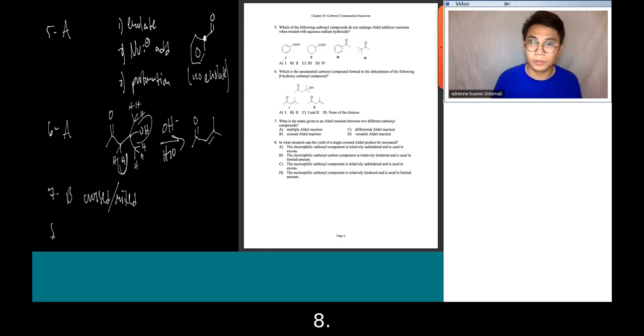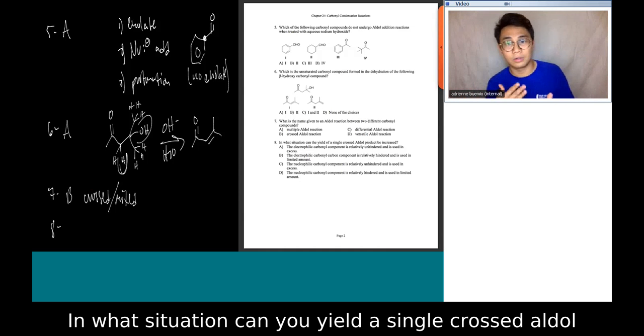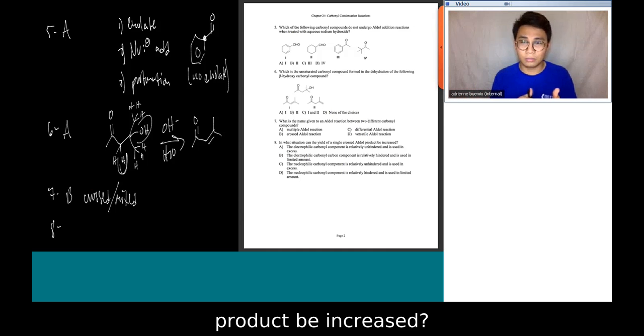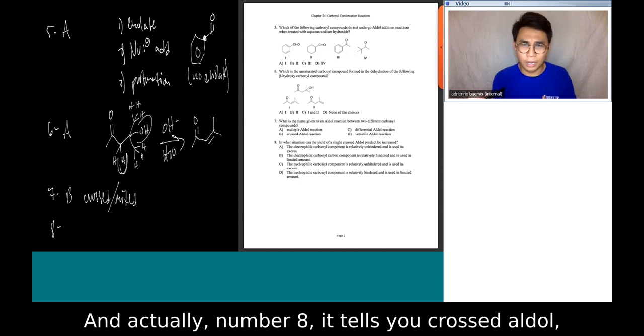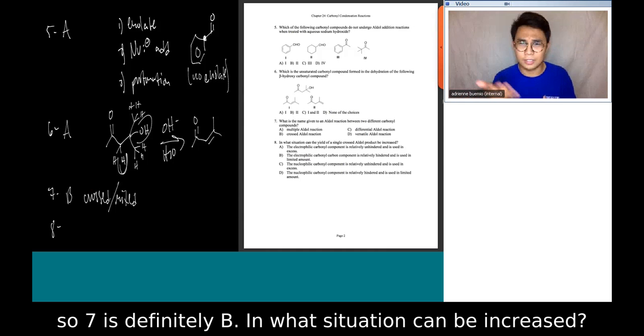8. In what situation can the yield of single crossed aldol product be increased? And actually, in number 8, it tells you cross aldol. So 7 is definitely B, right? Okay. In what situation can the yield be increased?